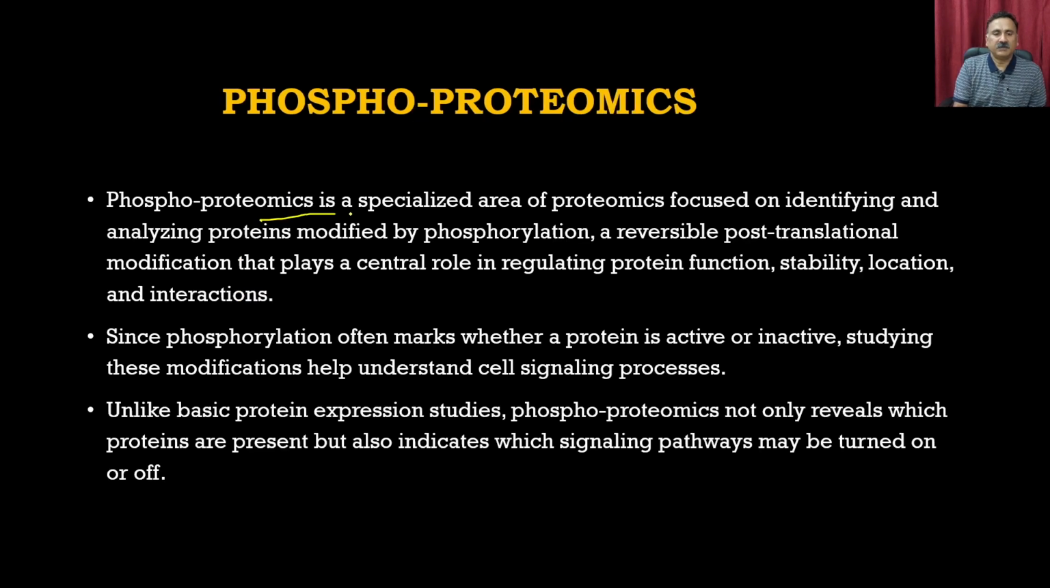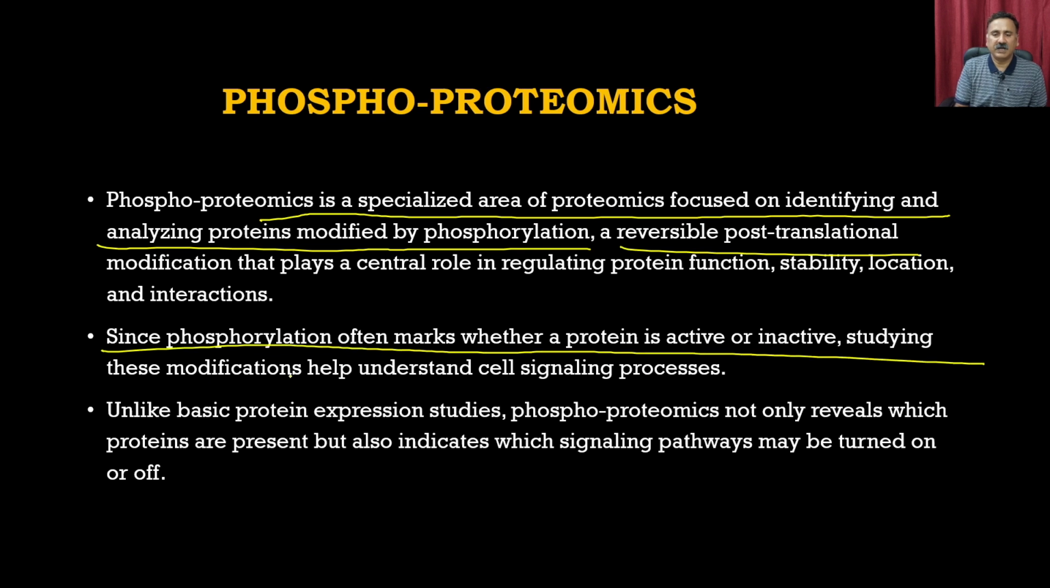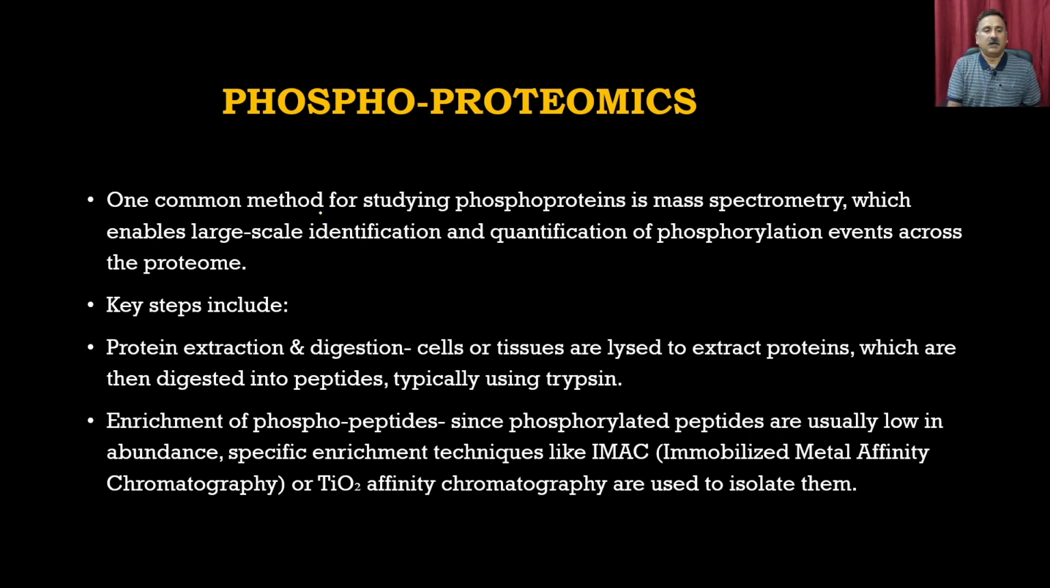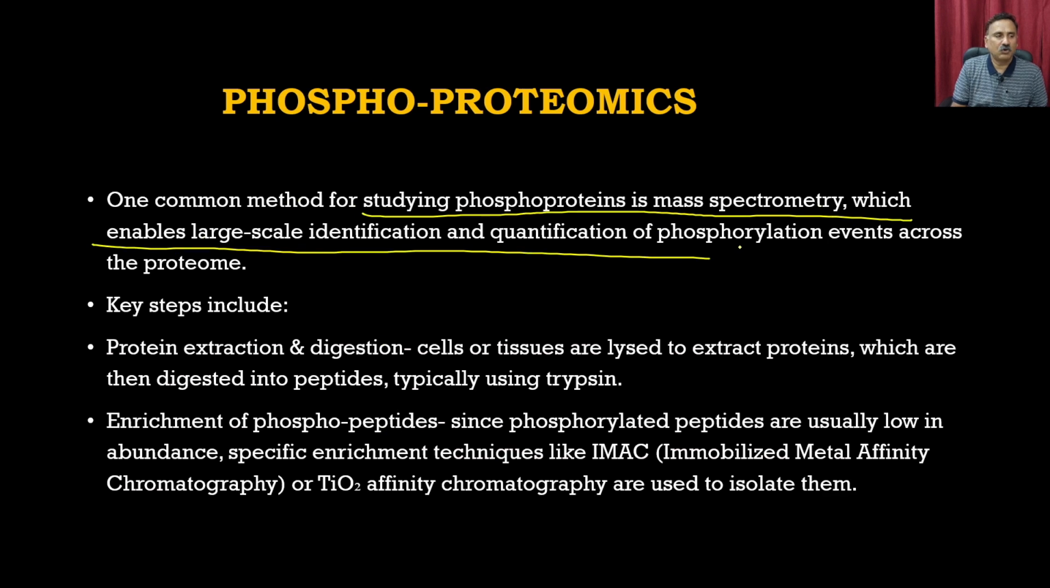So phosphoproteomics is a specialized area of proteomics focused on identifying and analyzing proteins modified by phosphorylation. Since phosphorylation often marks when a protein is active or inactive, studying these events helps us understand cellular processes. Unlike basic protein expression studies, phosphoproteomics not only reveals which proteins are present but also indicates which signaling pathway may be turned on or turned off. One common method for studying phosphoproteomics is mass spectrometry, which enables the large-scale identification and quantification of phosphorylation events across the proteome.